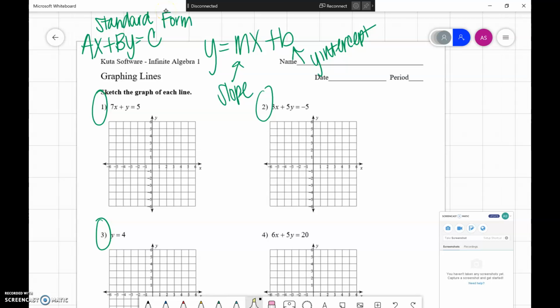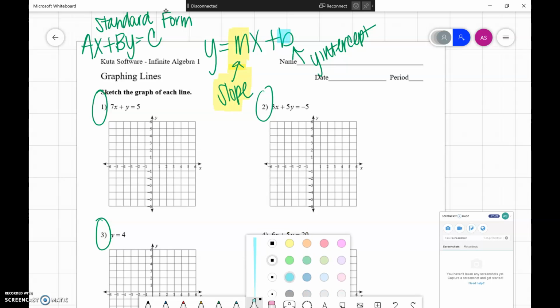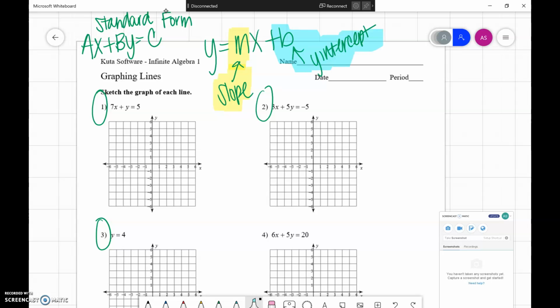The thing about standard form is that it doesn't give us any vital information. When I have slope-intercept form, I know I have my slope and I know I have my y-intercept. But when I'm dealing with standard form, I'm going to have to solve this out first and convert it to slope-intercept in order to get my graph. So let's look at the first one. I'm going to just write this out to the side.